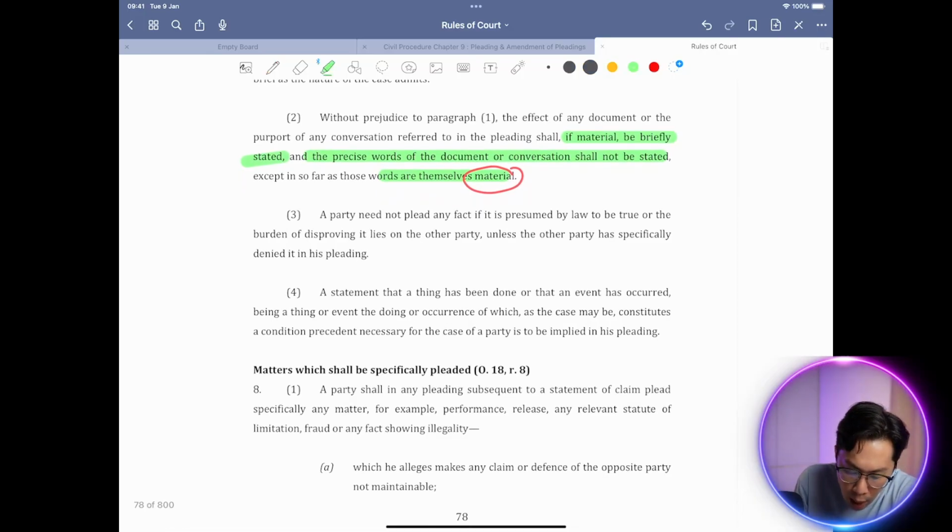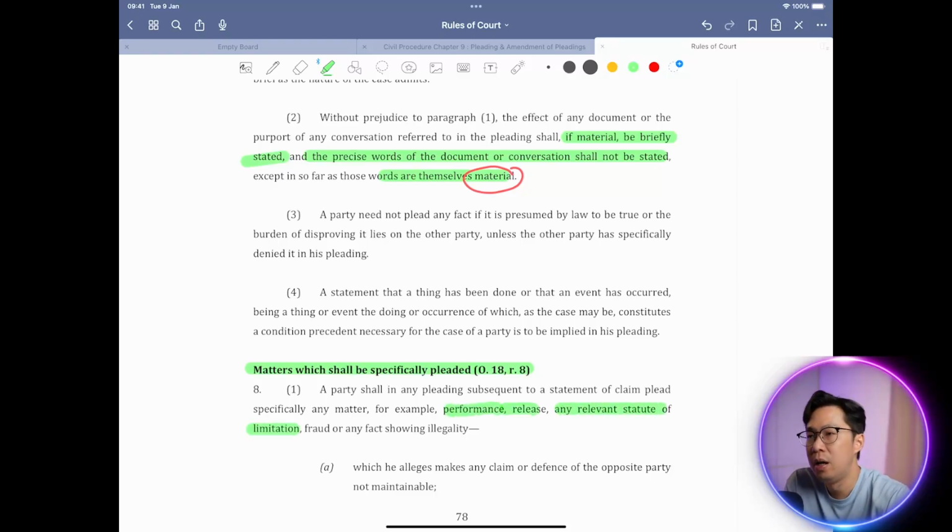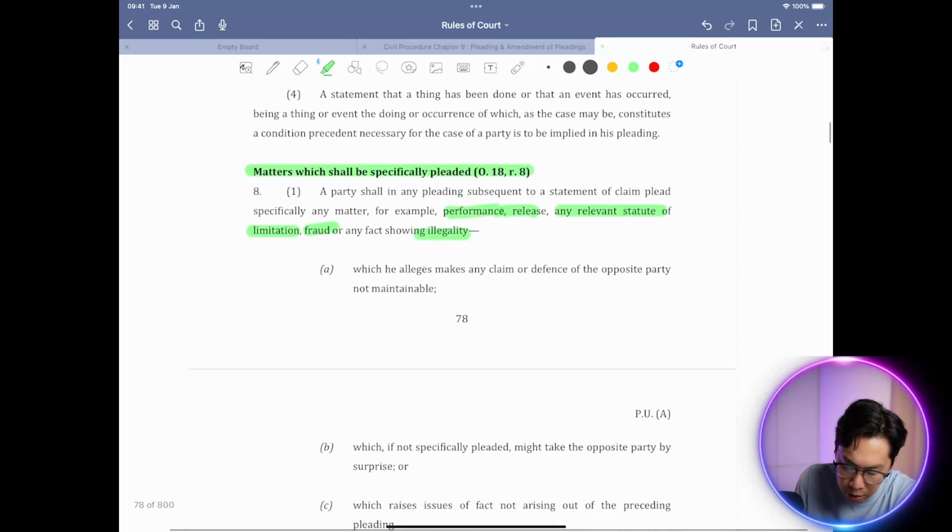Then, what are the things you shall specifically plead? Performance, release, any relevant statute of limitation. That's why in the first class on limitation, we said limitation must be expressly pleaded if you wanted to rely on it. What case? Tasja and Golden Approach. Fraud, illegality. You must particularly plead all these things.